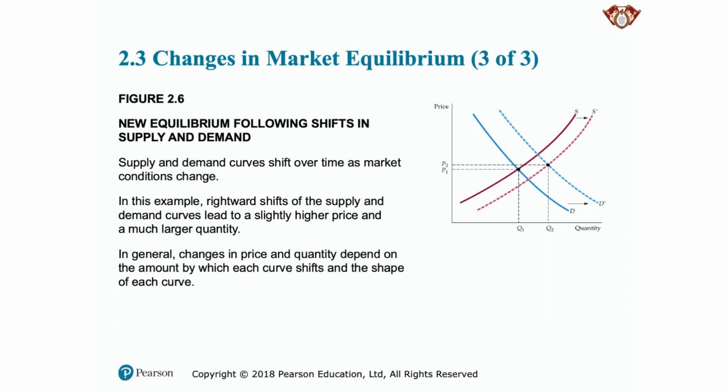In general, changes in price and quantity depend on the amounts by which each curve shifts and the shape of each curve. Okay? Now, if the supply curve shifts like this and the demand curve shifts like this, then what happens? Price increases more than P2 in this graph, and the increase in quantity is smaller than Q2. So it depends on lots of situations.